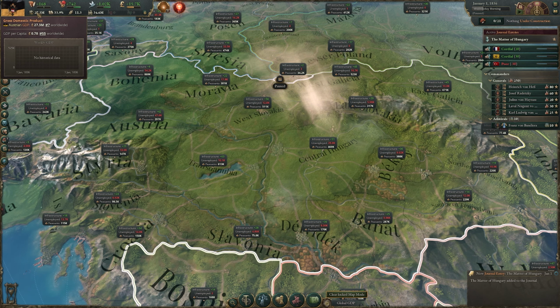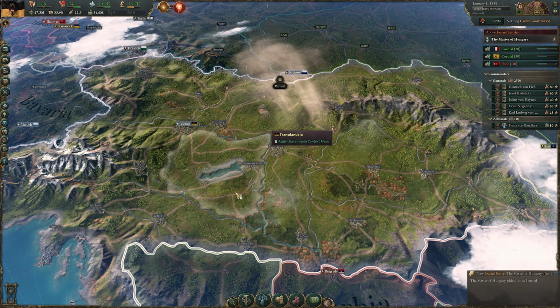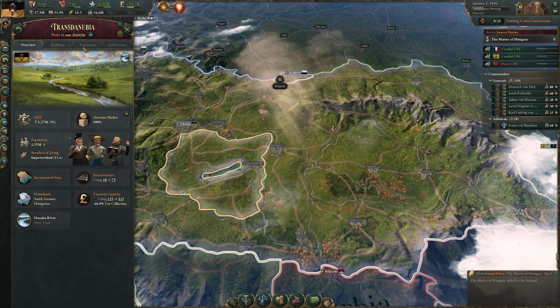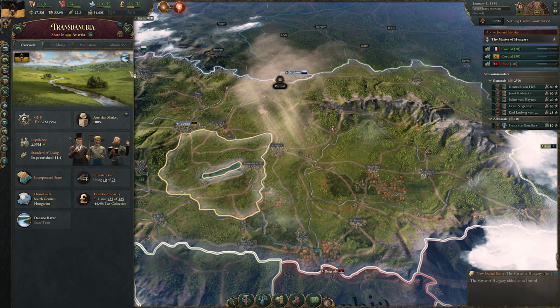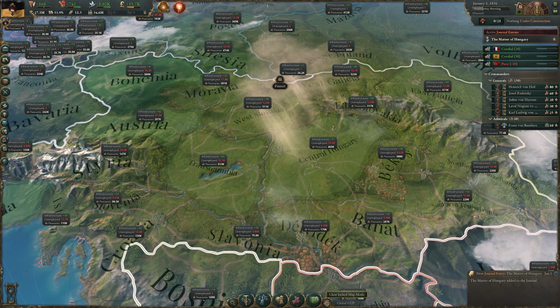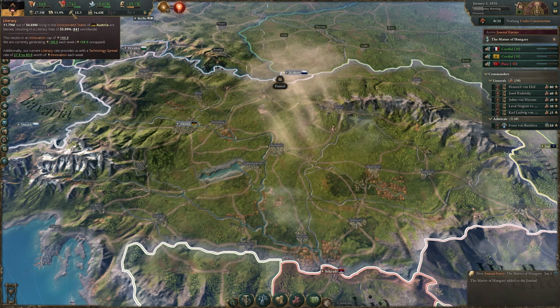So this is a good idea. I can reference my GDP right here and be like, oh, okay, cool. My Trans-Danubia, yeah, I actually said that right, has a lot of infrastructure available to it. I should use that when I go to build things. So just keep that in mind across those bars.